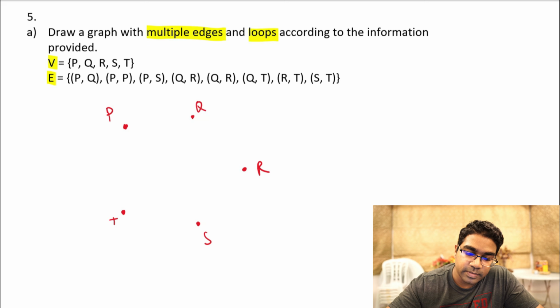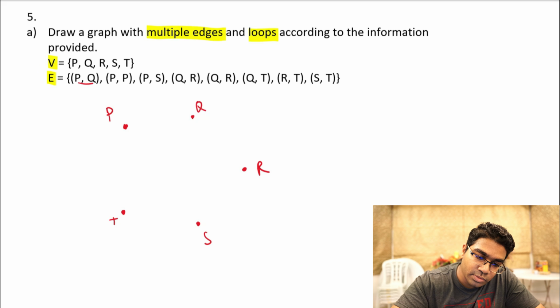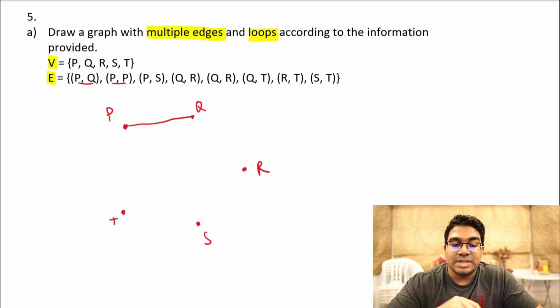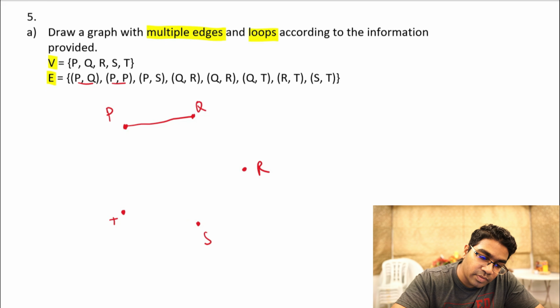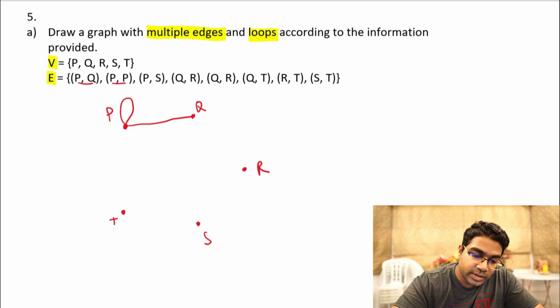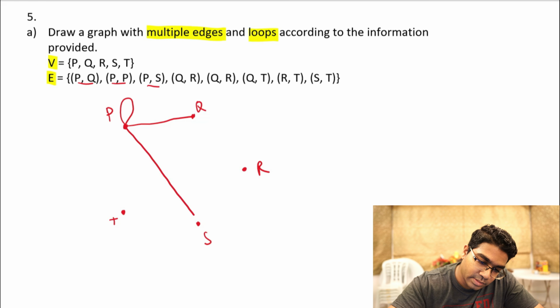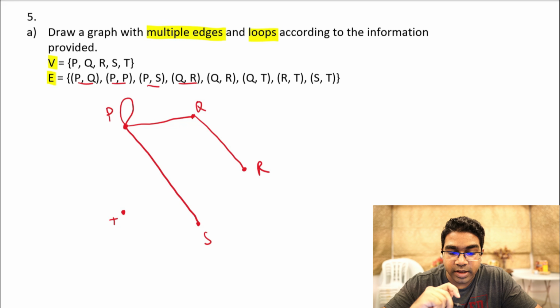So we have 5 vertices here. Then let's draw the edges. So first edge is PQ, join P to Q, PP. So what is this edge, PP? If you have the vertex connecting back to the same vertex, then we form a loop. And then PS will be P to S. QR is QR. This is an undirected graph, so there's no need for an arrow.